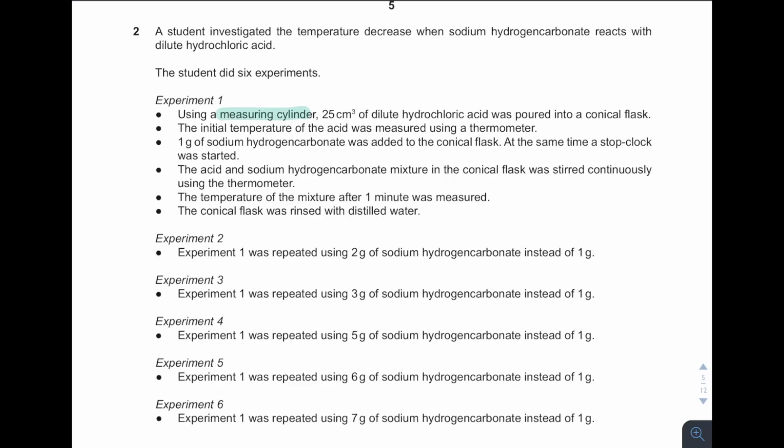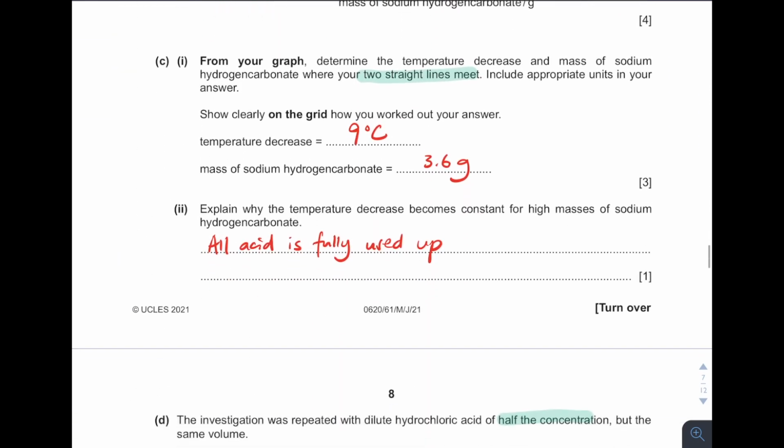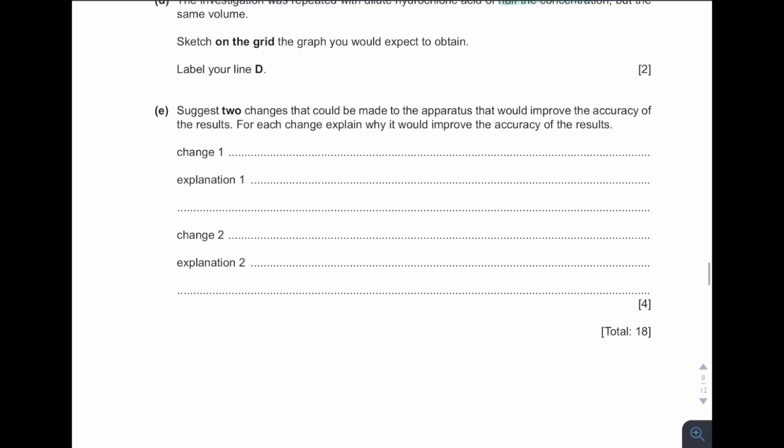Another one: this experiment is about changes of temperature. Everything is carried out using a conical flask, which is not a good heat insulator. So in this case, we need a good heat insulator to prevent heat loss. So from here you know the two improvements. The very first one is to use a pipette.